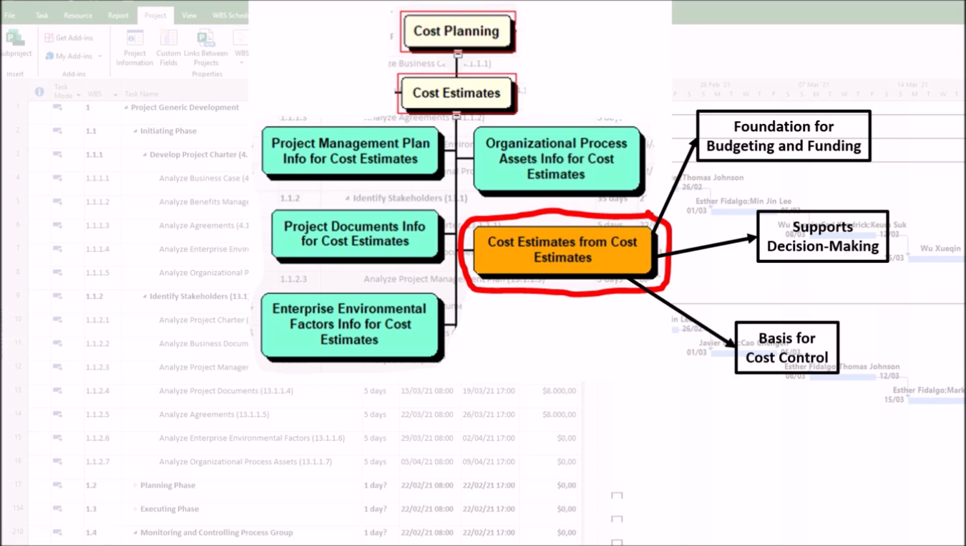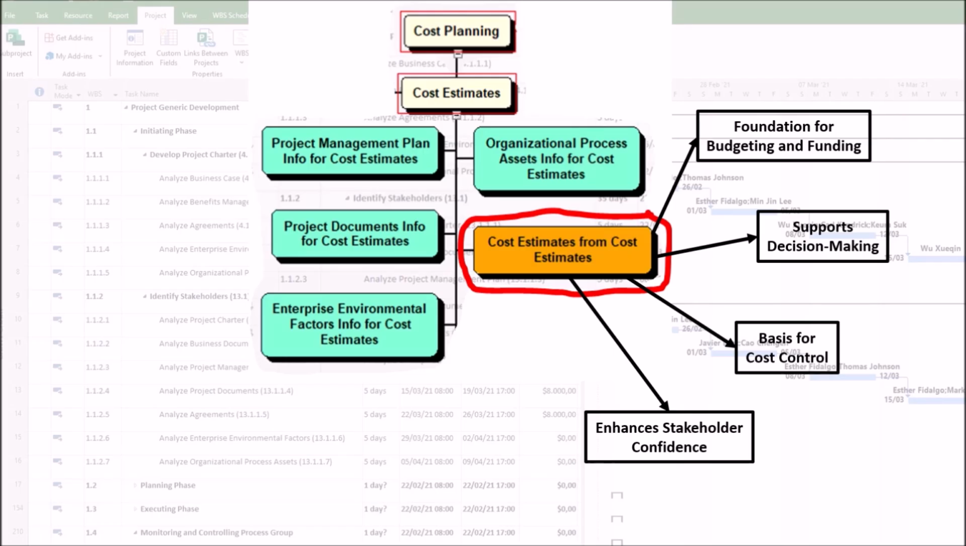3. Basis for cost control. Cost estimates serve as a baseline for monitoring and controlling costs via the Control Costs process. Deviations from estimates trigger corrective actions to avoid cost overruns.